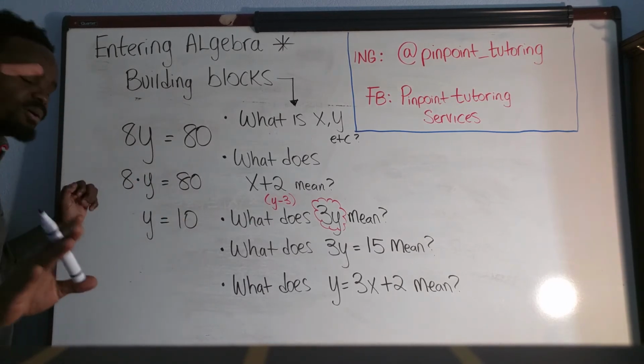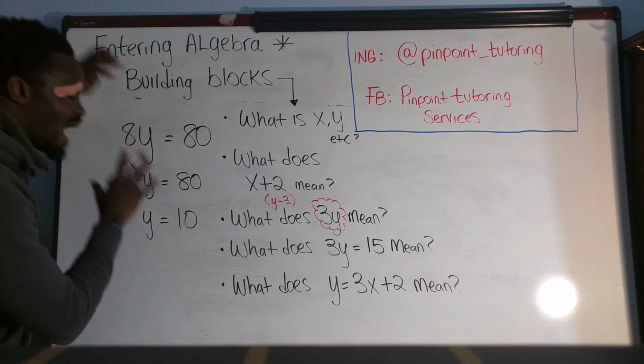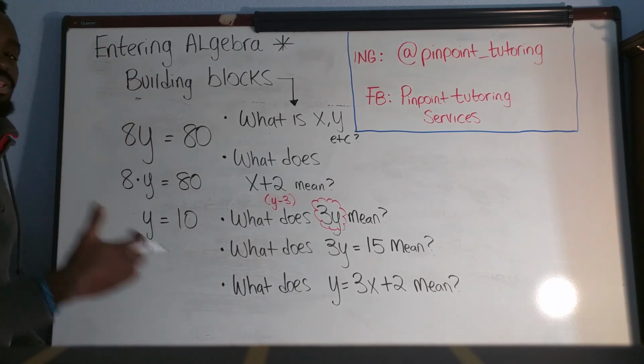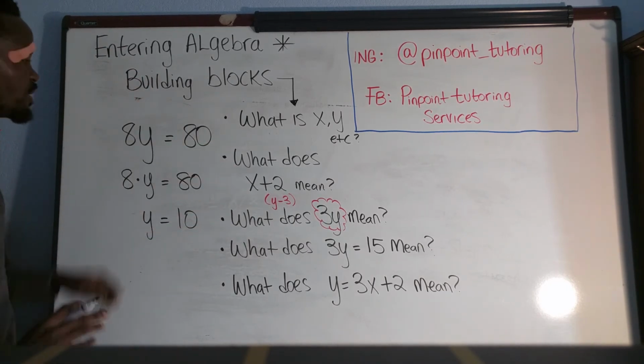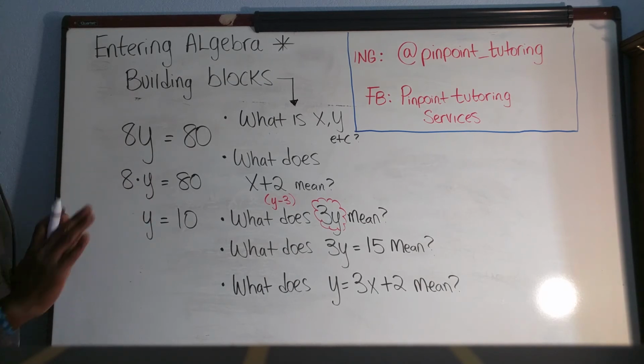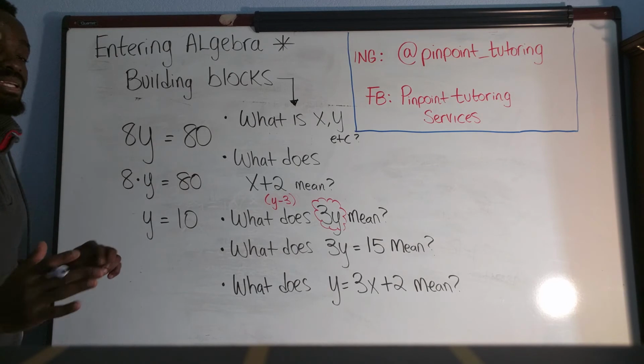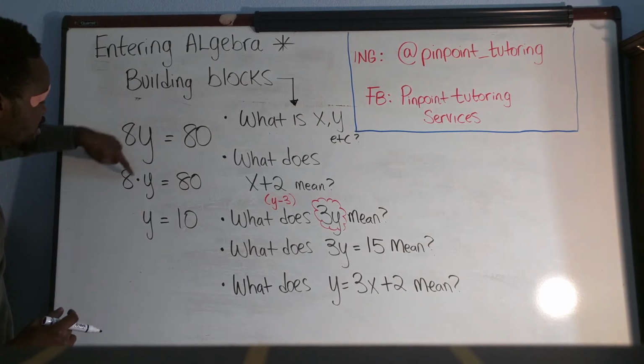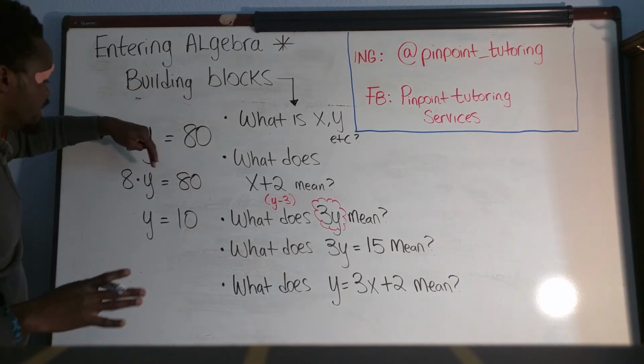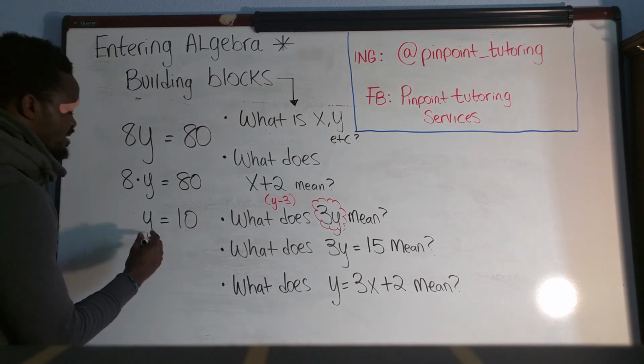Now you don't quite know the solving steps on how to put this together yet, but that's where this video is leading towards. Right now I just want you to understand a couple of things about how these work. This 8y being equal to 80 really means 8 multiplying some number that I don't know yet gives me 80. And this really means that y is 10.